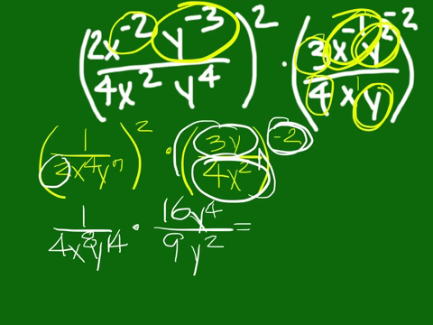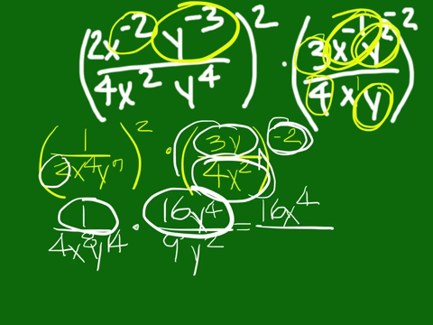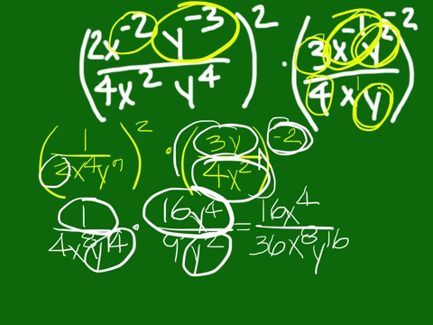So you can go straight across from there and have a 16 x to the 4th on top. We've multiplied this and this. And then on the bottom you'll have a 36, then x to the 8th, and we have y to the 14th times y squared, which is y to the 16th. Now you have to simplify your 16 over 36. What's the highest number that goes into 16 and 36? 4 goes into both of them. Nothing else is higher. So 16 divided by 4 is 4, and 36 divided by 4 is 9.